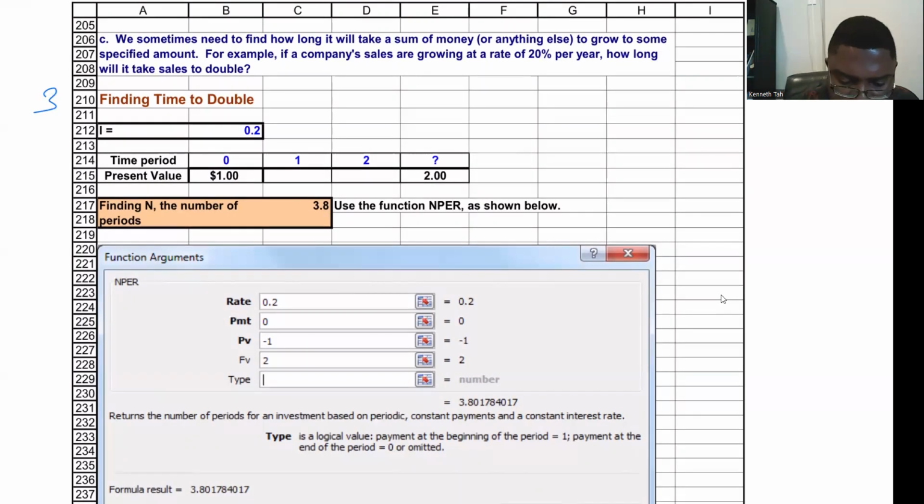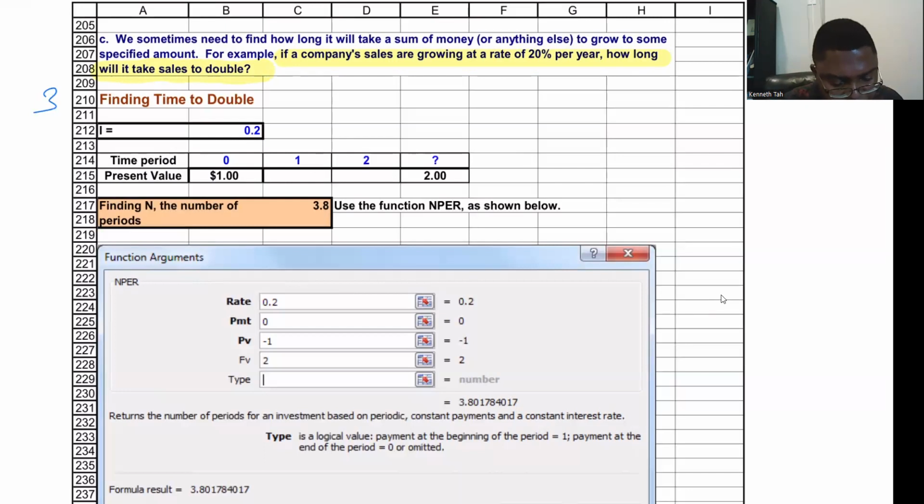So let's look at this problem. This is an example. It says if a company's sales are growing at the rate of 20% per year, how long will it take sales to double? So how long? That is the time period. How long will it take sales to double?